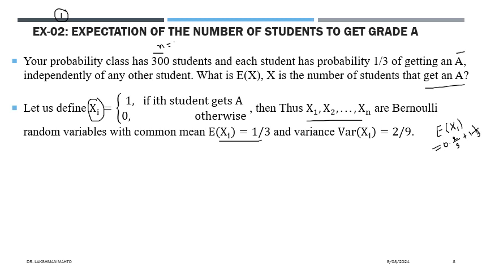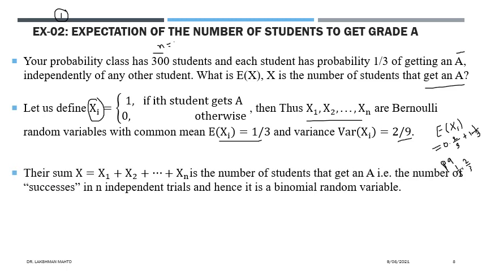If you want to calculate the variance, for a Bernoulli random variable the variance is the product of the probability of success and the probability of failure. The probability of failure is 1 minus p. So the probability of success is 1/3 and the probability of failure is 1 minus 1/3, which is 2/3. If you simplify it, it is 2/9. So the variance of each xi is 2/9, and the expectation of each xi is 1/3. That is what you come up with from the problem. Now after that we define the sum of these random variables.